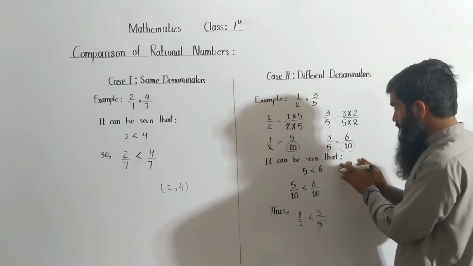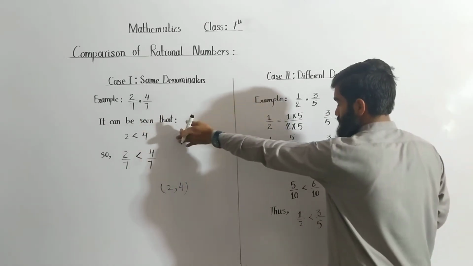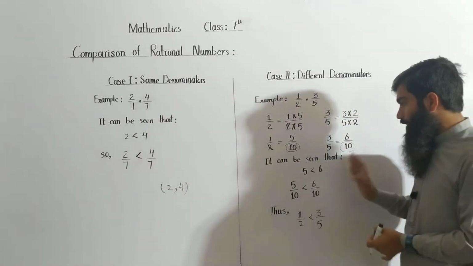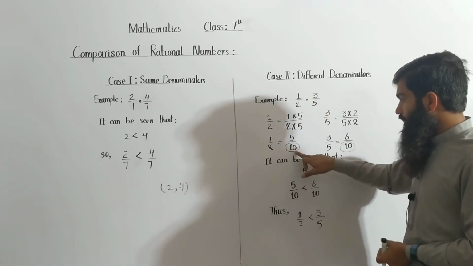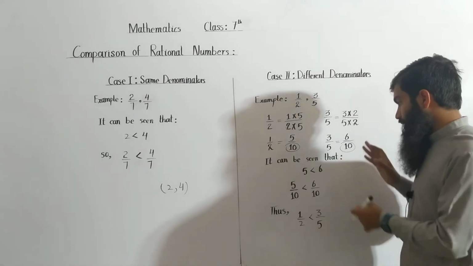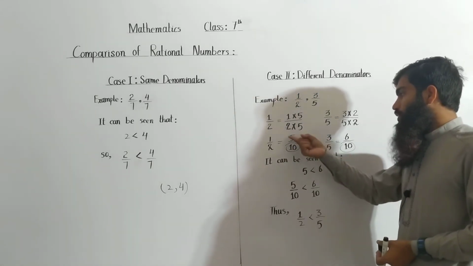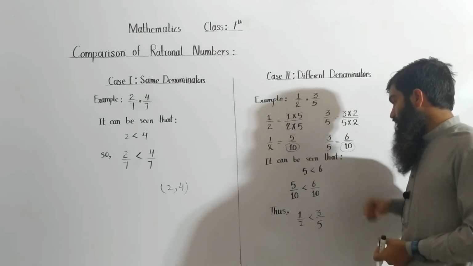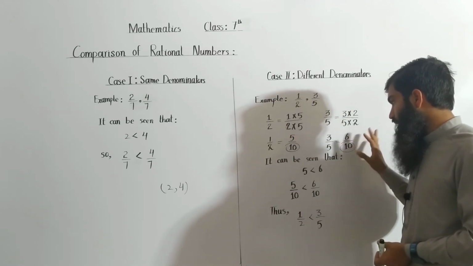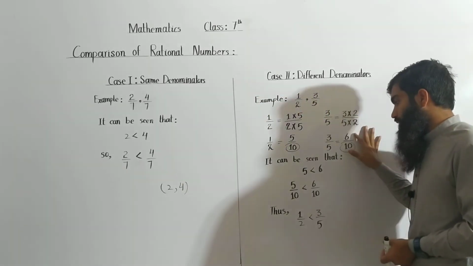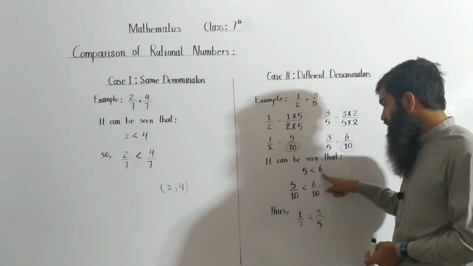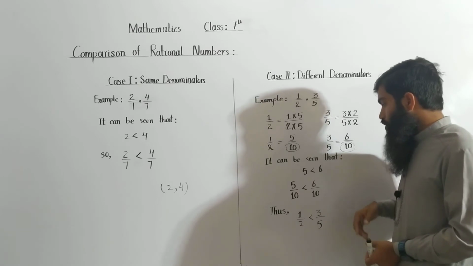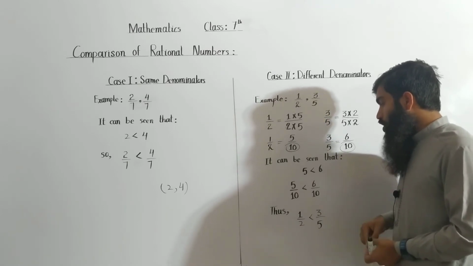Now from here it becomes similar to the previous case. So now we will easily identify which fraction is greater and which is smaller. Students, this time you should neglect the denominators and just look at the numerators. As you can see here, 5 is less than 6, or you can say 6 is greater than 5. So we can say that 6 over 10 is greater than 5 over 10.